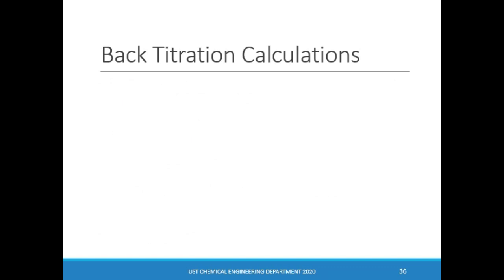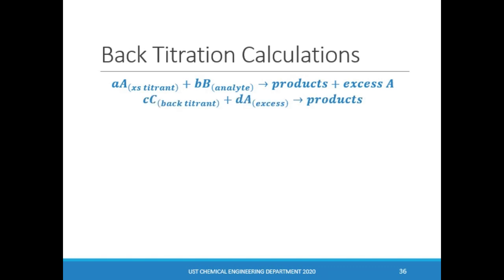Now let's go to calculations involving back titrations. Recall that the back titration involves a two-stage method. First, the analyte is reacted with an excess titrant A. Then the moles of the excess substance A is determined by a second titration using another titrant, substance C. Substance C reacts only with the excess substance A.